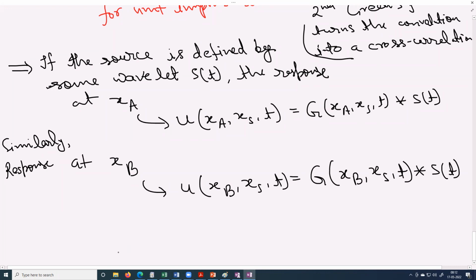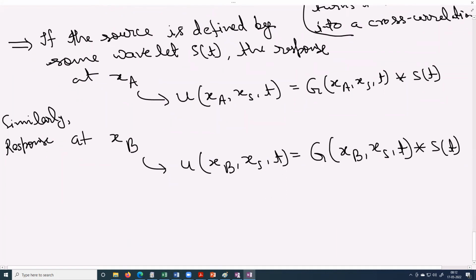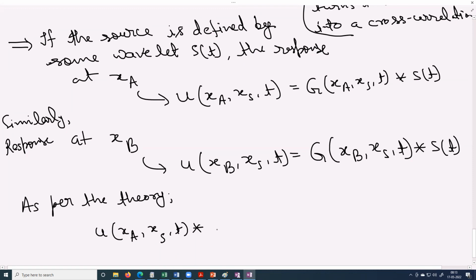Now our theory, the theory of interferometry, says that if you want to get the Earth's response, we need to cross correlate the two signals that are received at the positions XA and XB. So as per the theory, let's cross correlate them. Cross correlation means that if you are traversing the time series, it will be a convolution operator, and for cross correlation I will reverse the time series.